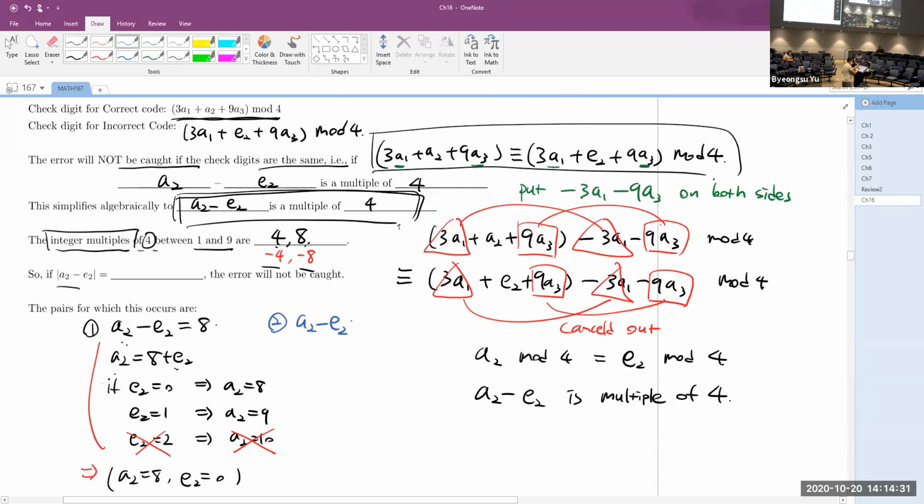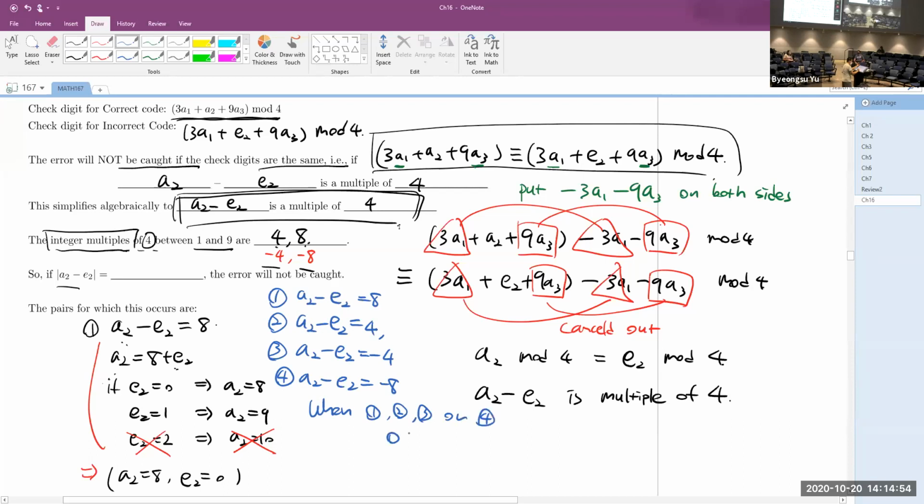So I just want to figure out when such a case is. When case 1, 2, 3, or 4 occurs.